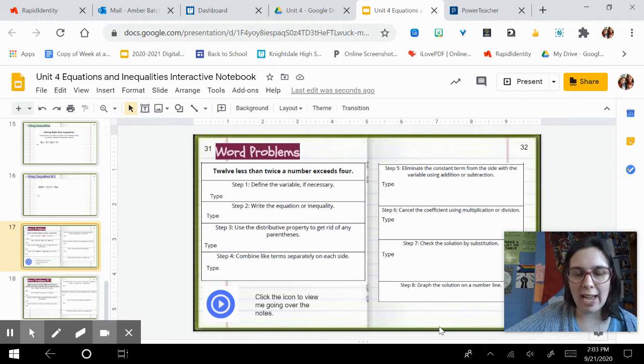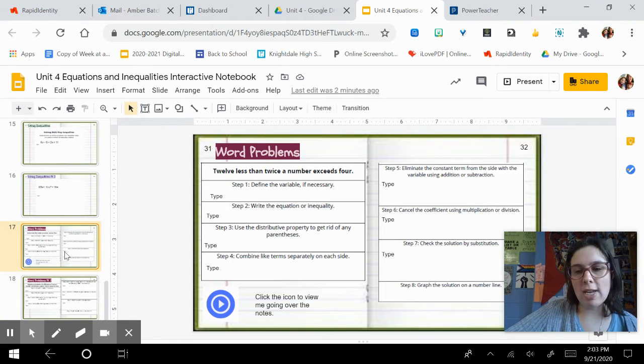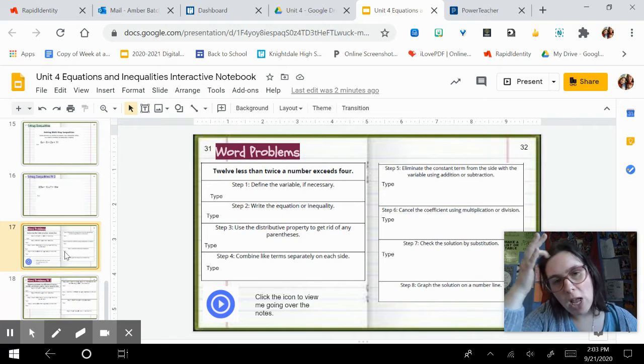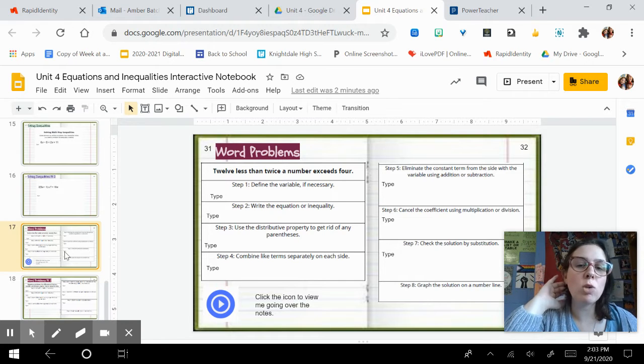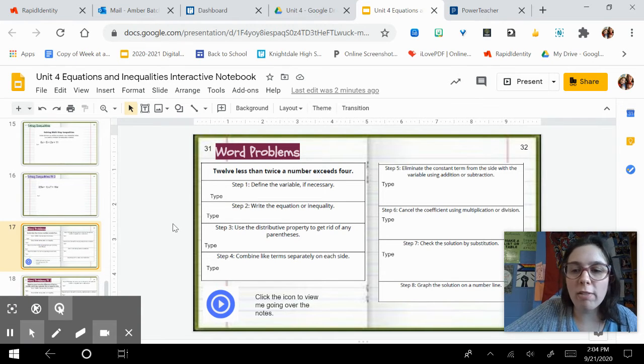So today we're going to look at translating statements or word problems into inequalities or equations and then solving them. So let's take a look at this one. You're going to go over this one with me and then you're going to do this one on your own, okay? So this is the inequality one and then the other one's an equation, all right? So this says 12 less than twice a number exceeds 4, okay? So we're going to first translate this and then we'll solve.